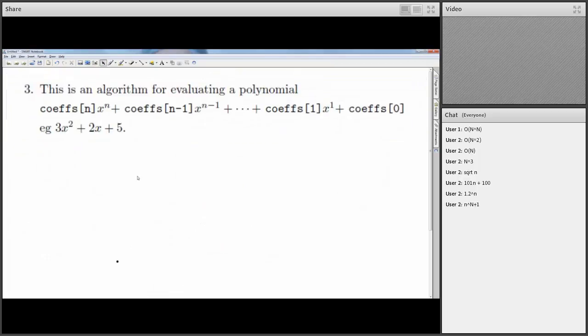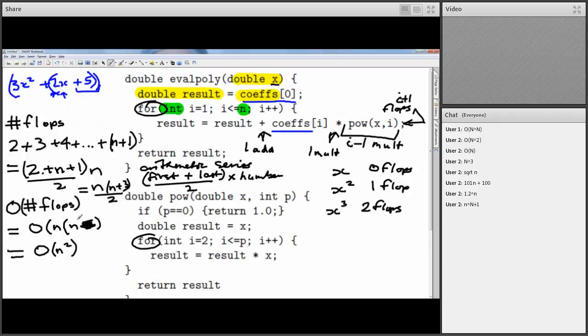Okay, let's do a second algorithm. The slight problem with the last one is that it's doing all the powers; it works out the powers every single time. So it doesn't actually remember previous results. If you were to work out x cubed, you actually have to work out x squared all over again.